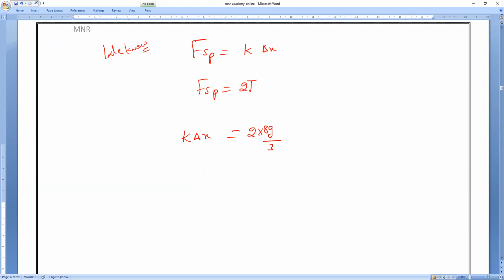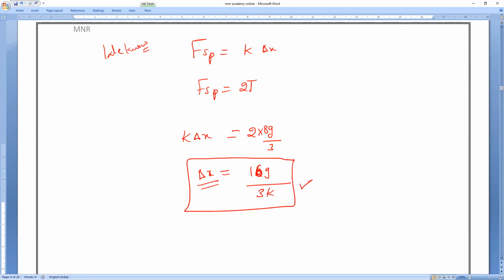So the elongation delta X is equal to how much it will come? 2 into 8G, that is 16G divided by 3K. That's all it is. That is the elongation of the spring. Is it okay, everyone? Clear?